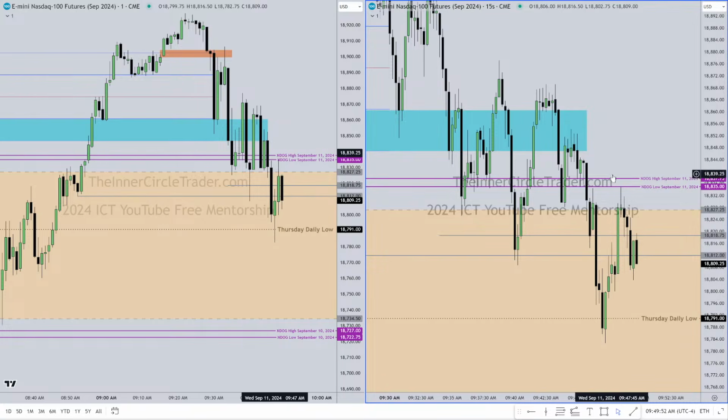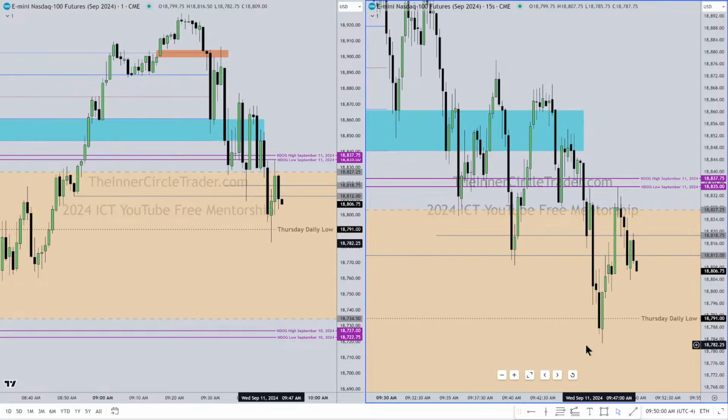Buy side would be on the other side of this balanced price range, which would be right here. So this would be your minor buy side and your minor sell side. That's the pool of liquidity that matters, not your Bookmap stuff. Okay.